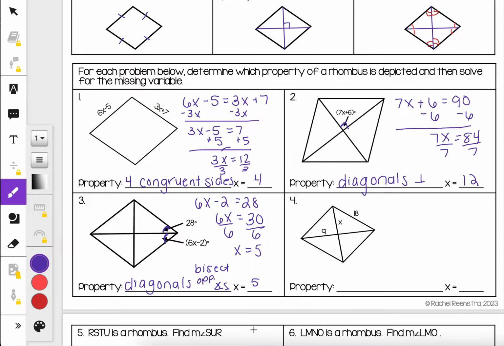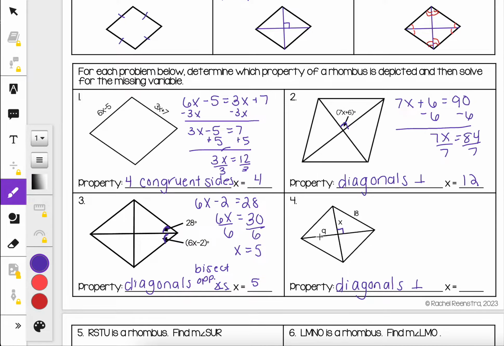Okay. And then finally with number 4, I'm again talking about the diagonals. Here I'm specifically looking at, I'm not looking at angle measures, I'm looking at segment lengths. So here I still want to use my diagonals are perpendicular. And I'm going to use that with the Pythagorean theorem. So if I know this is a right angle, I know that I can use the Pythagorean theorem here to solve for x.